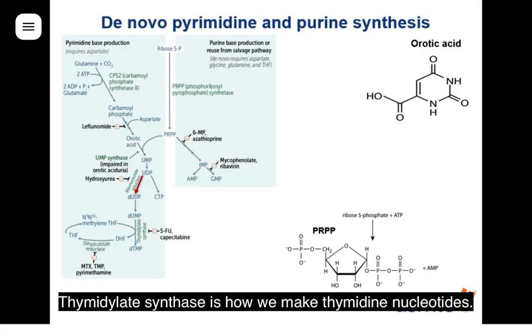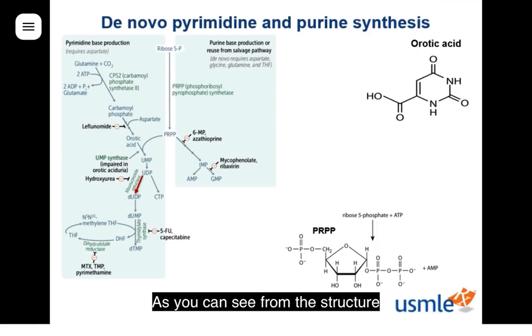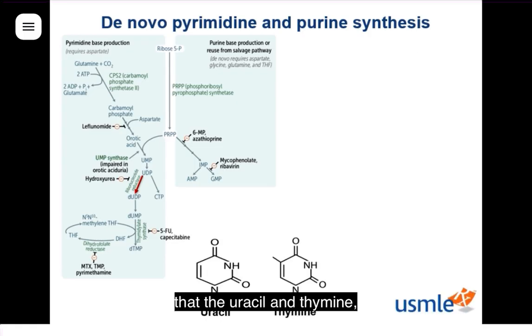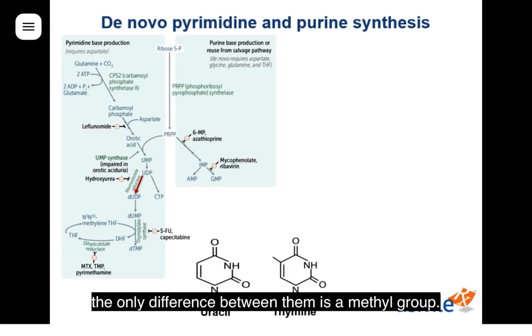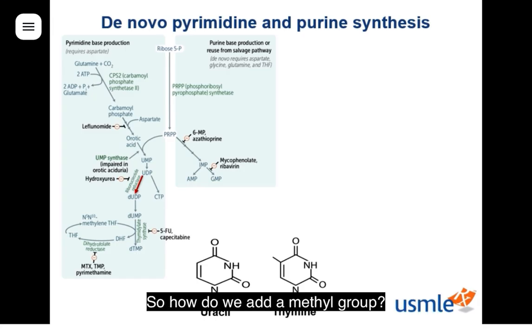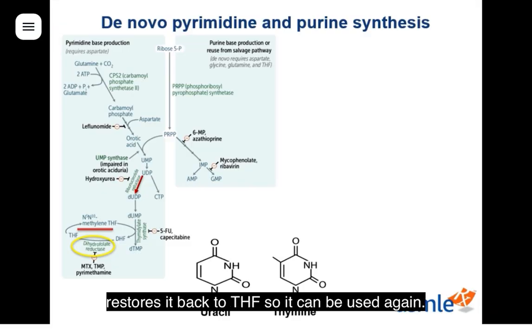Thymidylate synthase is how we make thymidine nucleotides. As you can see from these structures of uracil and thymine, the only difference between them is a methyl group. So we have uracil and we want to make thymine. So how do we add a methyl group? Probably the most common way is using the coenzyme tetrahydrofolate, which in this case donates a methyl group to the uracil to create thymidine. After donating this methyl group, THF becomes dihydrofolate, but the enzyme dihydrofolate reductase restores it back to THF so it can be used again.